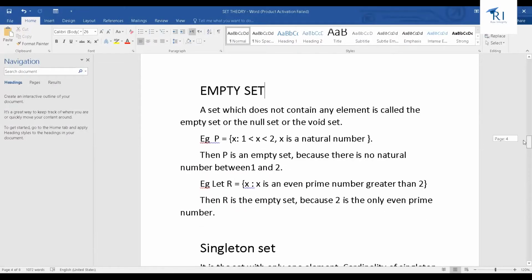For example, we have P, where X is an element of the real numbers such that 1 is less than X and X is less than 2... we need a number which is less than 1 and greater than 2. You know, there is no such number, so this is an empty set.